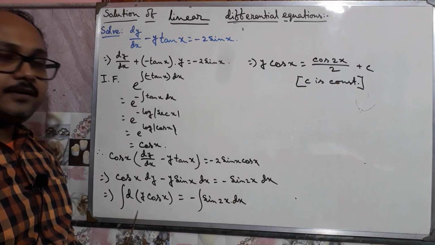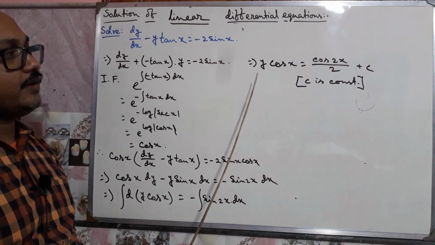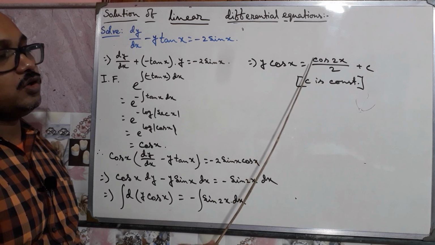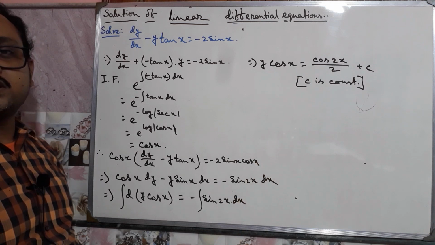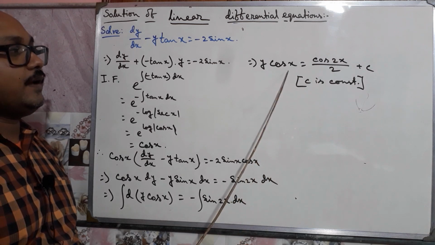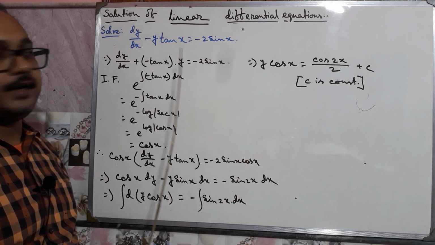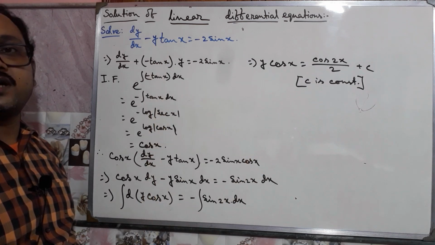Now, integrating both sides, we will get y cos x equal to cos 2x by 2 plus constant, which is the required solution of the given linear differential equation.